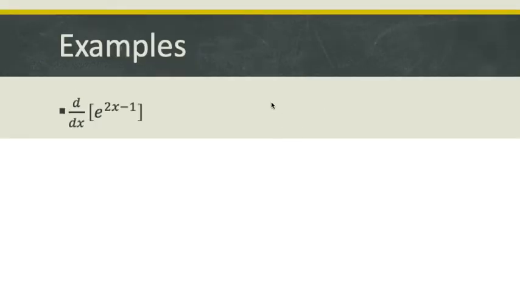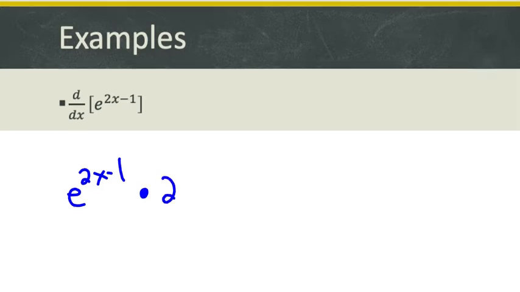So again, this exponent is not simply an x, it's a different function, so we're going to have to take the derivative and use chain rule here. First we recopy: e to the 2x minus 1, times the derivative of your exponent. The exponent is 2x minus 1, and the derivative of that is just 2.